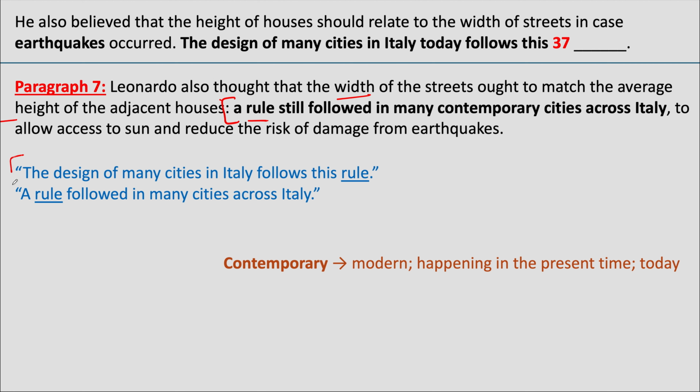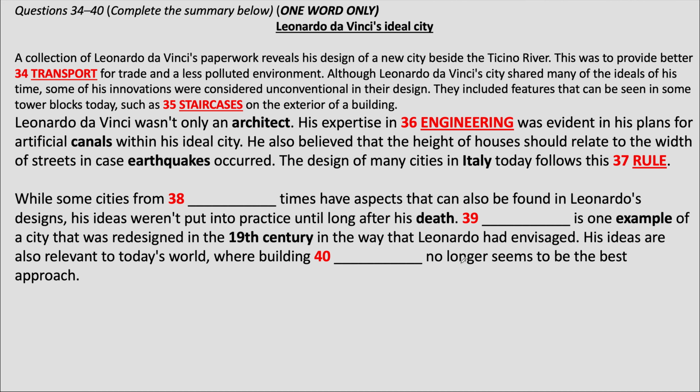It's not exactly active and passive voice, but it works in a similar way. The design in Italy follows this rule, or a rule followed in Italy. An important word here is contemporary, which means modern or happening now. So many cities in Italy follow this rule. The answer to question 37 is rule.